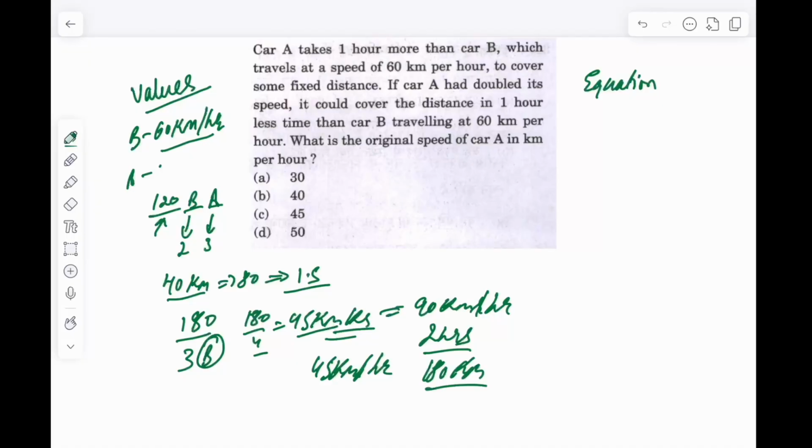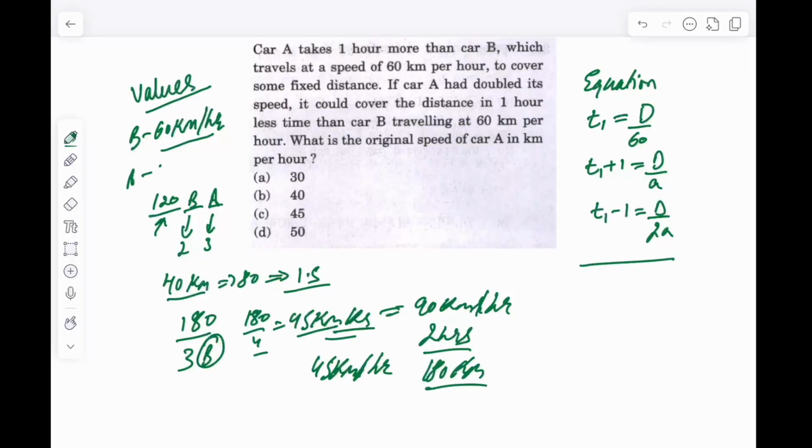Let's understand that now. Car A takes 1 hour more than car B, which travels at the speed of 60 kilometers per hour. So the time taken by B, suppose, is T1, and the distance traveled is D upon 60, right? So it says T1 plus 1 is equal to D upon the speed of A, right? And it says T1 minus 1 is equal to D upon 2A. So I add those two equations and what do I get?